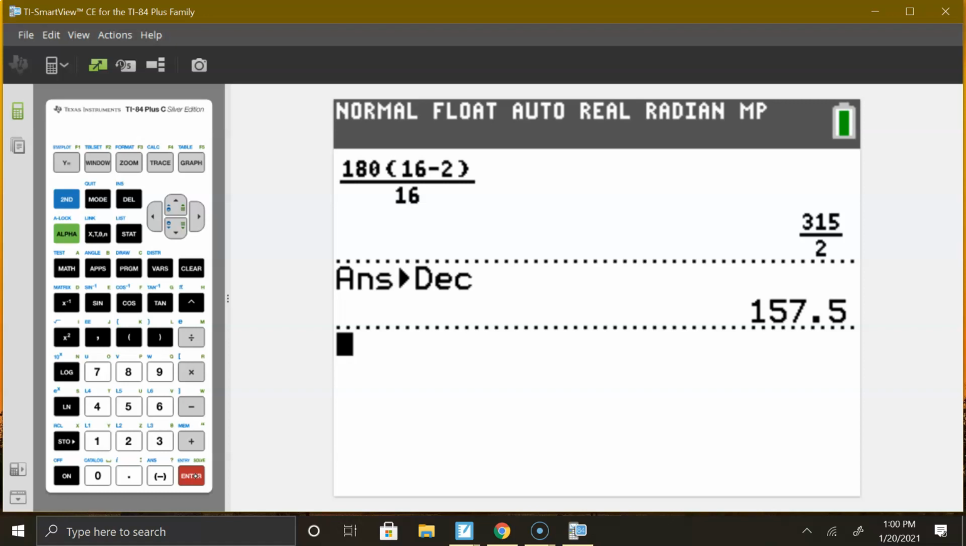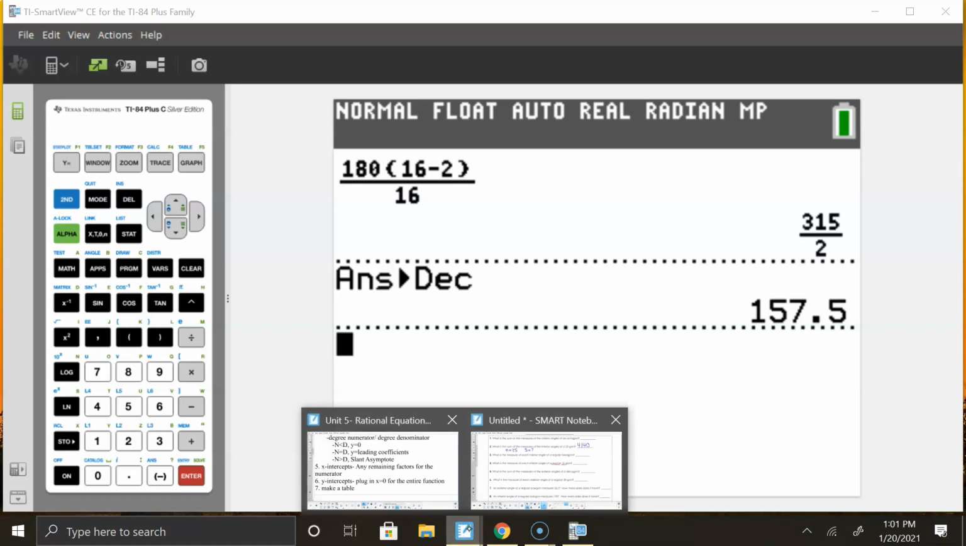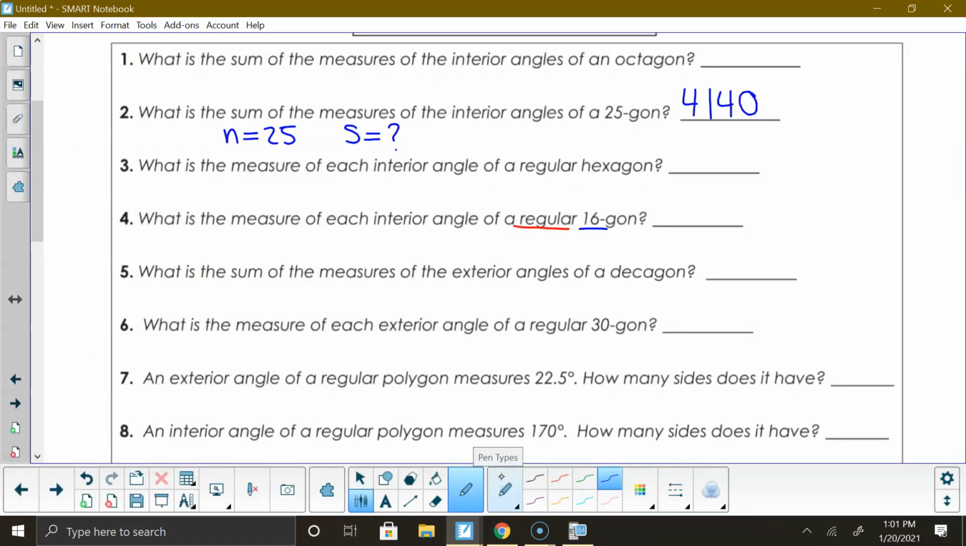Pretty spiffy. I like typing it in that way because then I don't have to worry so much about order of operations, because I know the calculator, once it sees it in that format, I'm good. All right, so 157.5. We okay with that for number 4? And I would write on the side or somewhere, okay, I did 180, so I knew what I typed into the calculator.